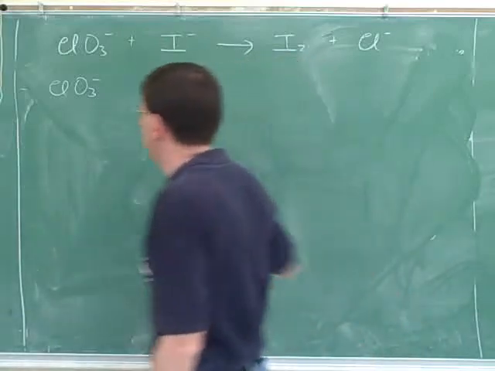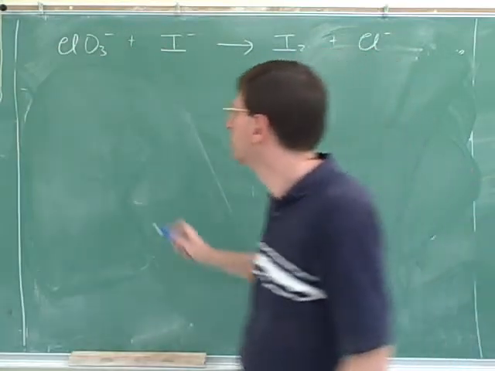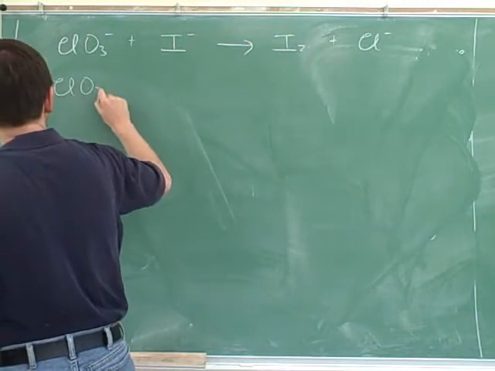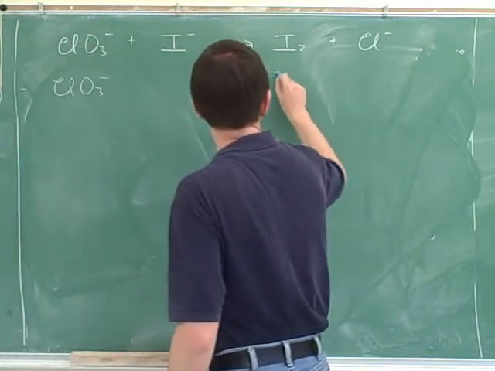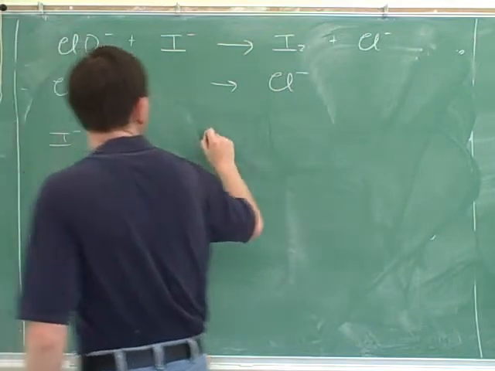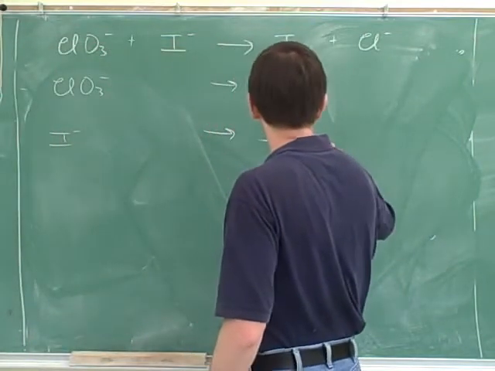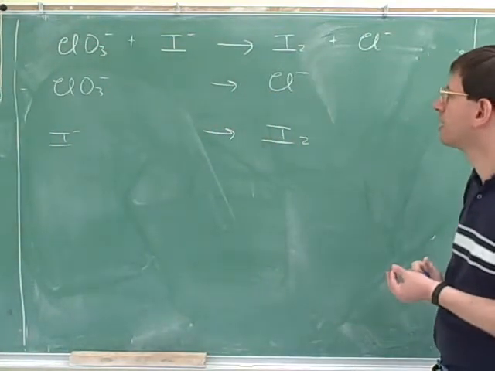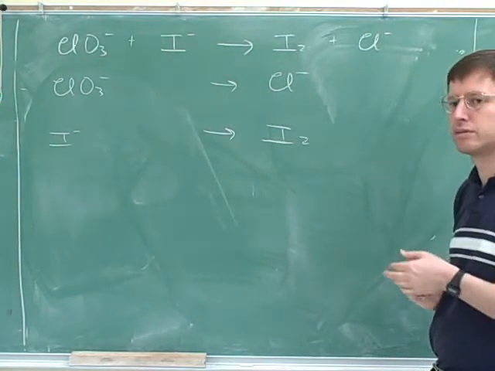So what do we do first? We need ClO3 minus goes to Cl minus. And the other one? Iodine minus goes to I2, iodine. Okay, then what? Balance everything but oxygen.